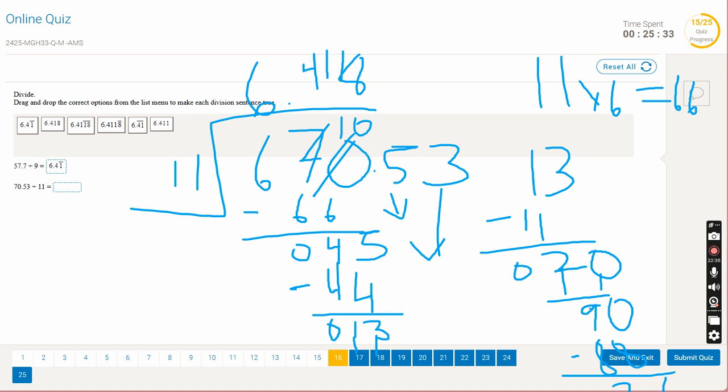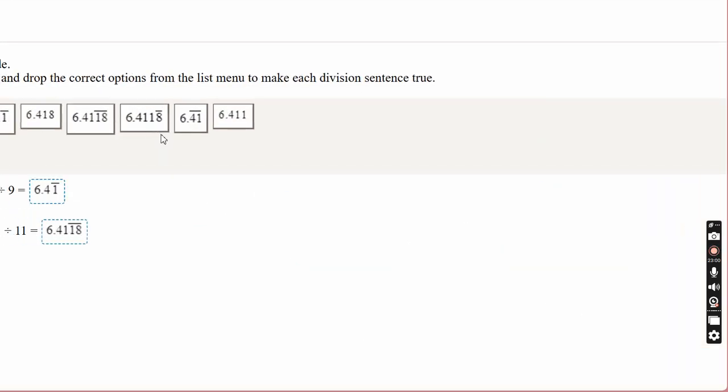And then what are you going to use? It's going to be a 0 here. You're going to put 1 up again for 11. And then what are you going to get? Are we going to get 90 again? So it's going to be repeating. You know what pattern is being repeated over and over again? That's your 18. So you'll put the line above 18. So 6, 4, 1, 1, 8. So this is going to be your answer for this one.